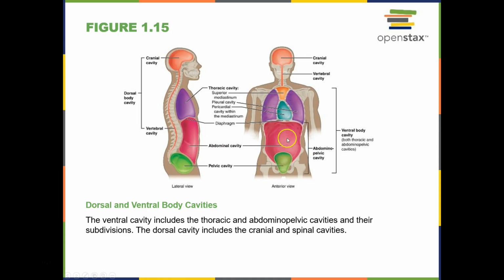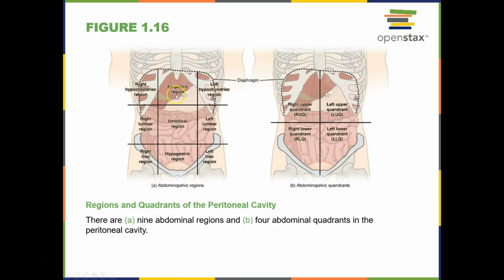Because this abdominal pelvic cavity is so large, we also separate it into 4 quadrants and 9 regions. I expect you to be able to tell me the quadrants and regions. I like the regions because they separate the abdominal pelvic cavity further to where you can pinpoint specific organs. And they're not hard. Really, you have a right and left organ, and then you have 3 middle organs.